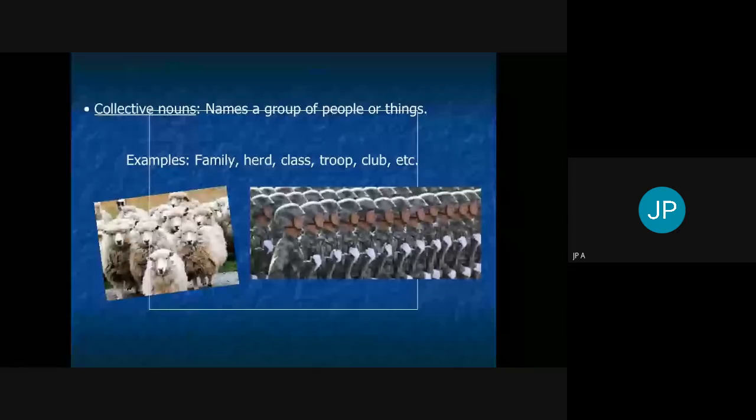Then a bunch of grapes. A troop of monkeys. A bunch of grapes. A bunch of keys. These are all collective nouns.